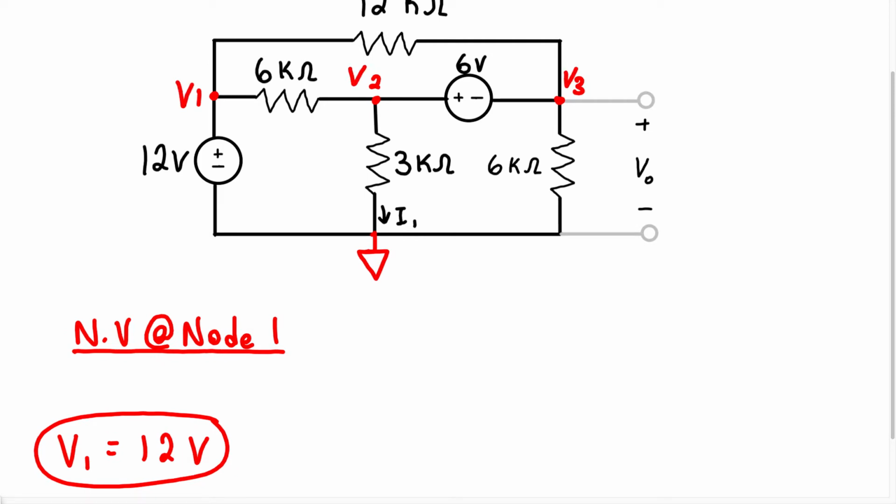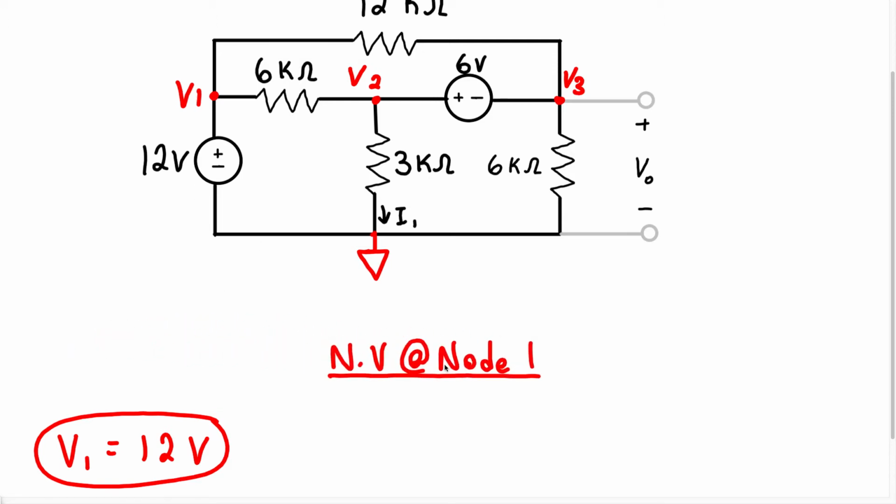Okay, let's continue. We're going to now write a node voltage equation at node 2. When we start to write the node voltage equation at node 2, we're going to have the difference between these two voltages divided by 6,000. So we have V2 minus V1 divided by 6,000, plus V2 over 3,000, because we're assuming the current is flowing this way.